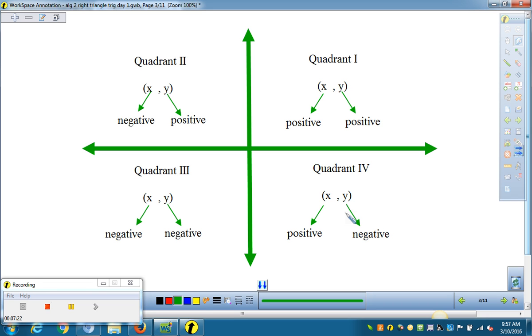This becomes important on certain problems where they give you information about the sine or cosine and the quadrant that they're in. Should I hold up? No? All right, moving on.